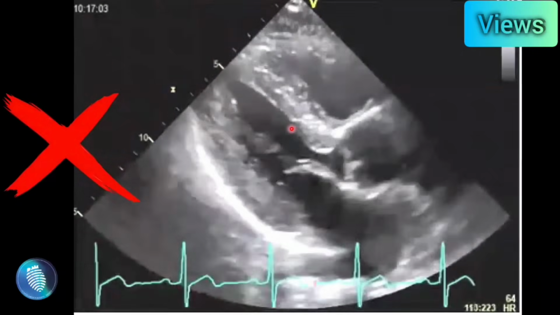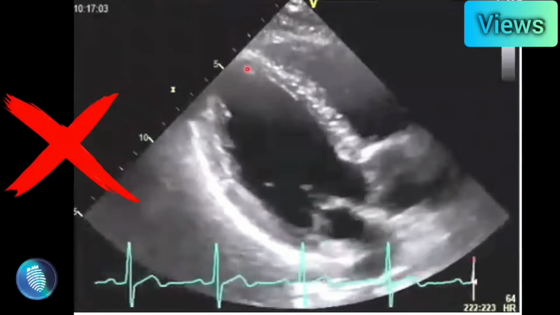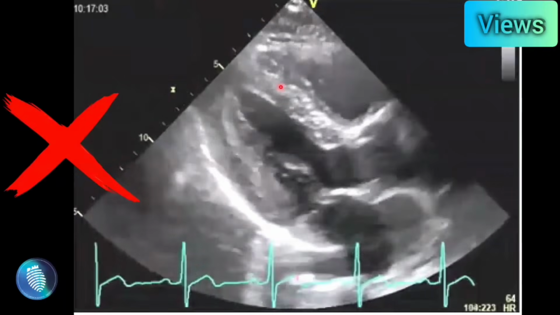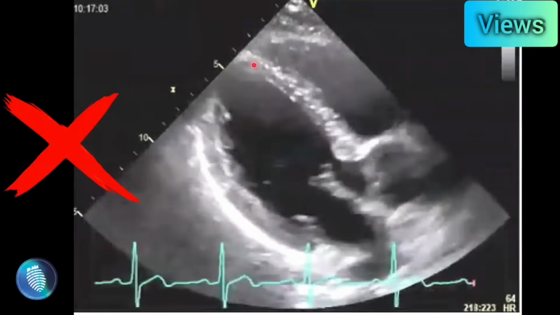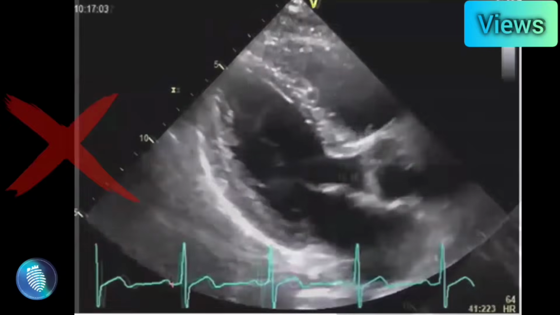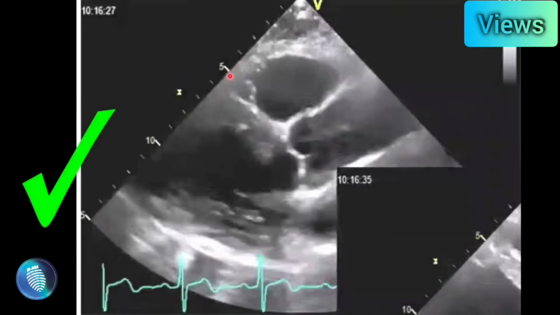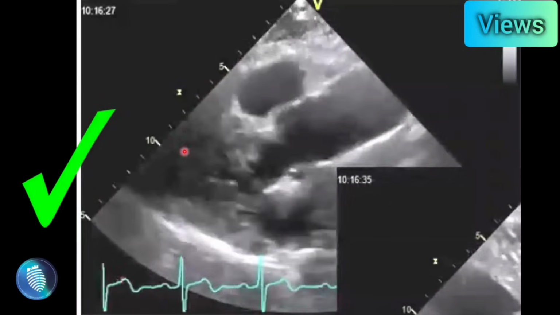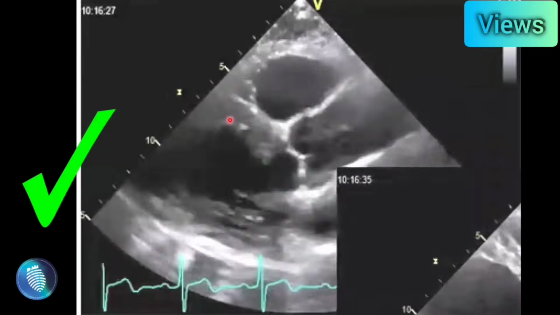So this wrong view, as we said before, we are seeing the apex and the septum is oblique or vertical. This is wrong. And this is the right view because we don't see the apex and the septum is more transverse.